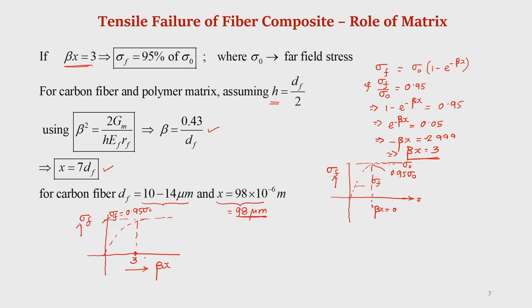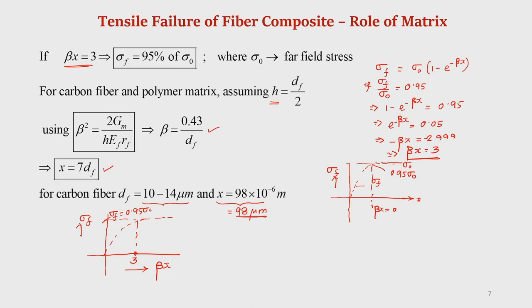Therefore, the matrix actually helps the broken fiber to be ineffective only over a small length. That means the broken fiber is ineffective only over a small length, and the remaining part actually takes part in the load bearing. How? By the transfer of shear stresses by the matrix, by the load transfer of the matrix.